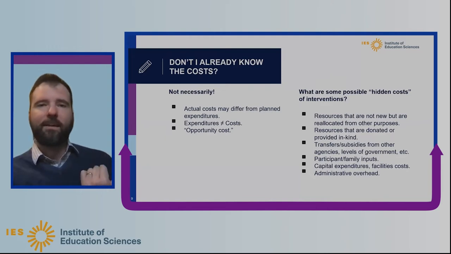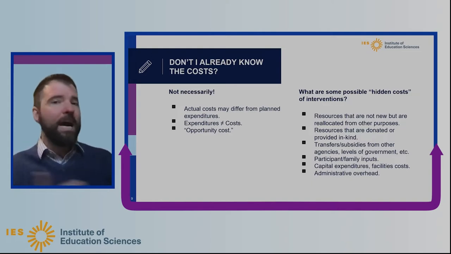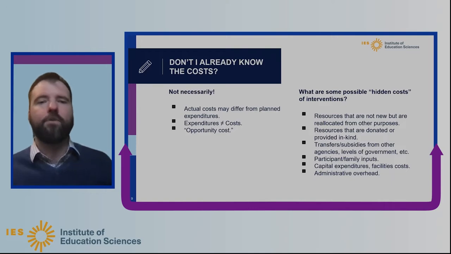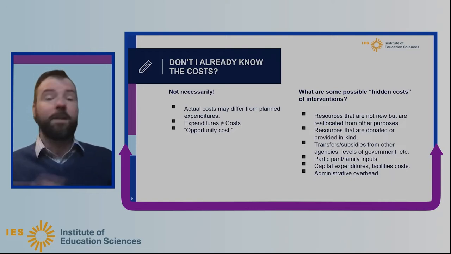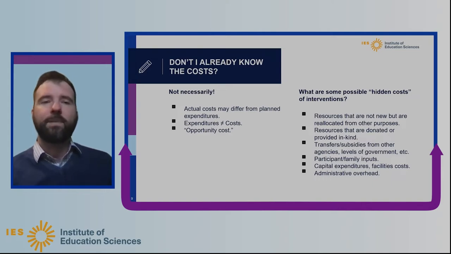but are just reallocated from other purposes, things that are donated or provided in kind, things that show up on other budgets. So for instance, if there are transfers between levels of government, if there are capital expenditures that are often not on an annual operating budget, if there are inputs from other stakeholders, if there's general administrative overhead, which might not appear in a budget at all, or might appear in another part of the budget. Those are things that could be missed just by looking at the financial bottom line.